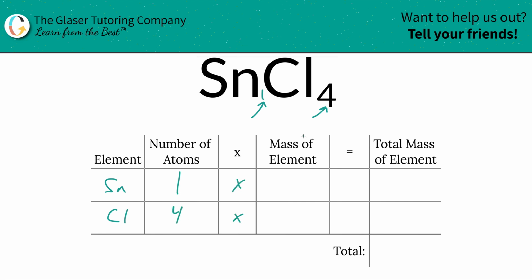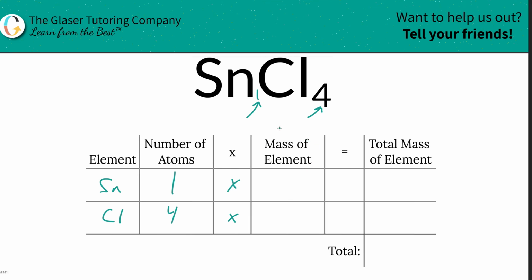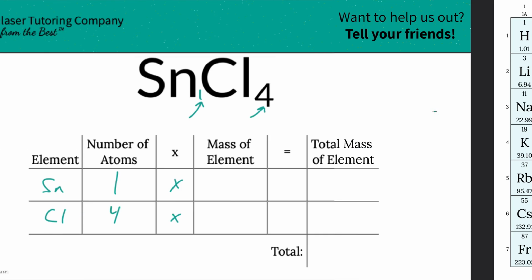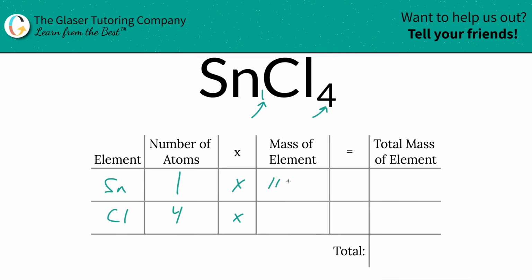Then we're going to take those numbers of atoms and multiply by the mass of each element. Those masses are always found on the periodic table. So tin is 118.71, chlorine is going to be 35.45, and that's what we're going to write down now. Then we're going to find the total mass of each element in the compound by simply multiplying across each row.